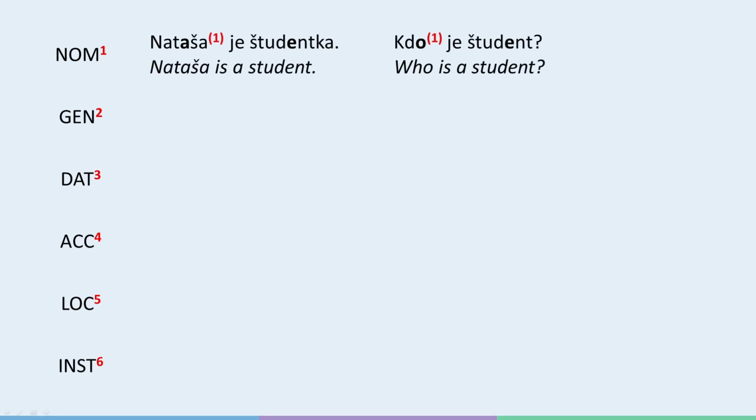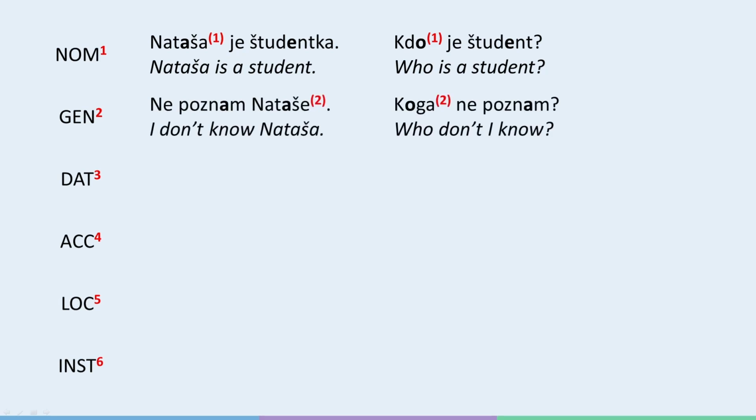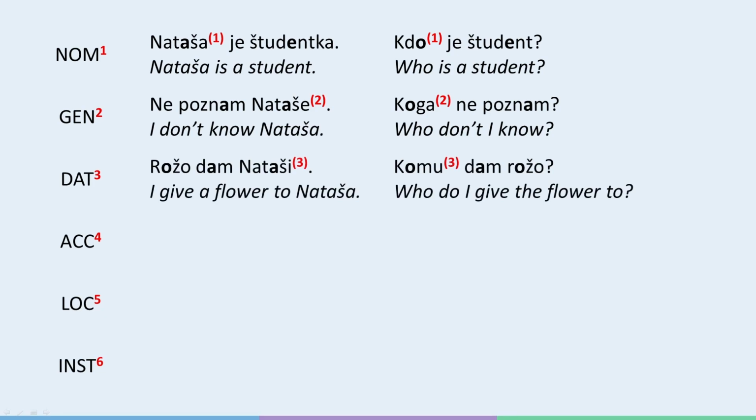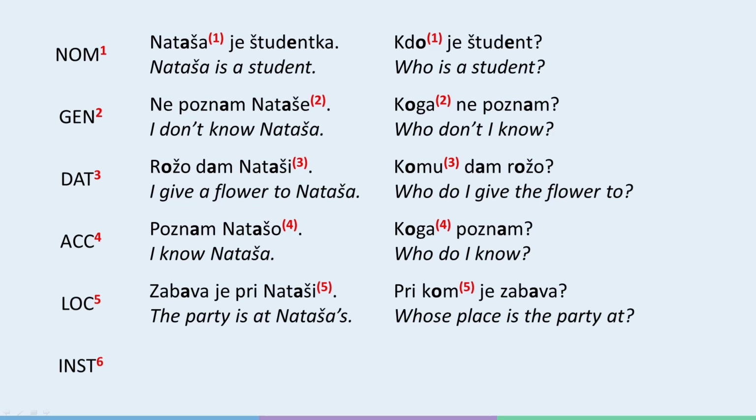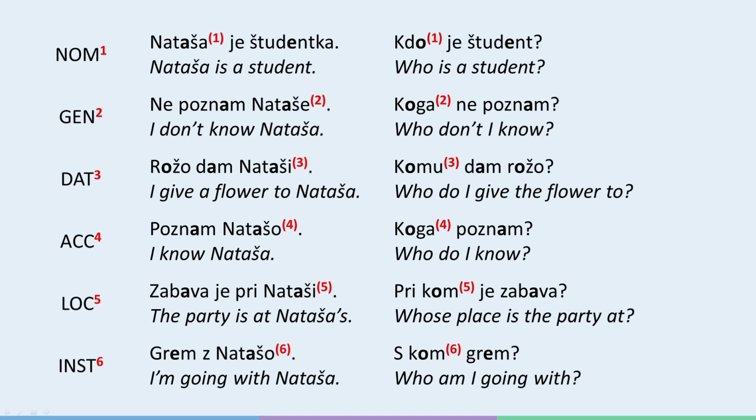Nataša je študentka, kdo je študent? Ne poznam Nataše, koga ne poznam? Rožo dam Nataši, komu dam rožo? Poznam Natašo, koga poznam? Zabava je pri Nataši, pri kom je zabava? Grem z Natašo, s kom grem?